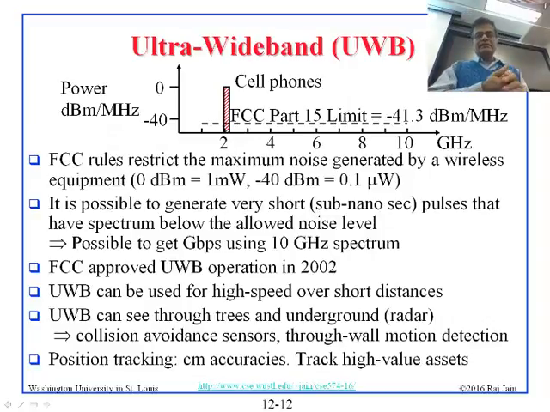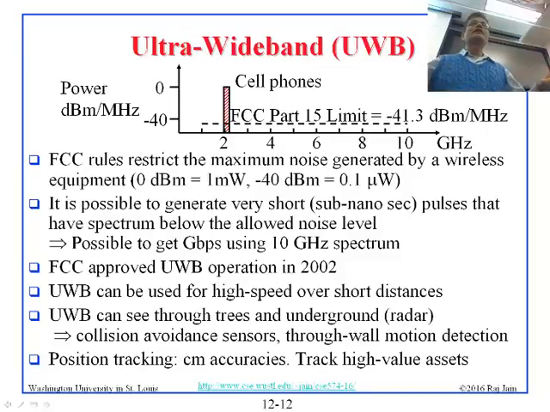So here is the picture. When you use a cell phone, you are sending about 0 dBm per megahertz. Right? 0 dBm is 1 milliwatt, whatever, right? And minus 40 dBm is the noise level, which is set by FCC Part 15. Minus 41.3 to be exact. So anything below minus 41.3 dBm per megahertz is considered noise.